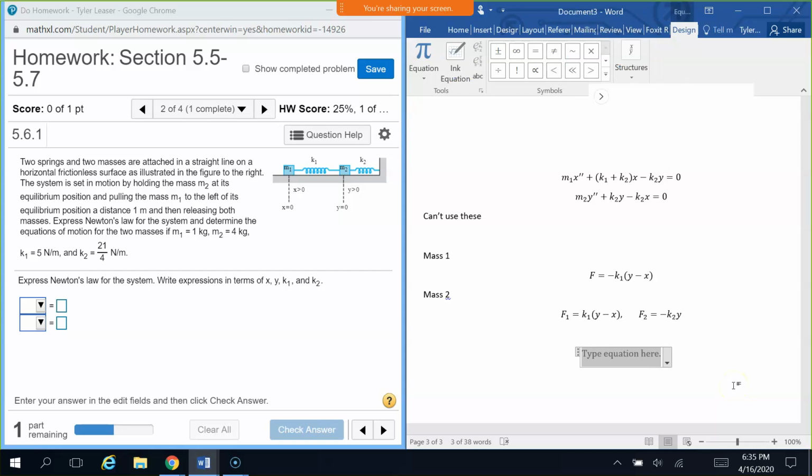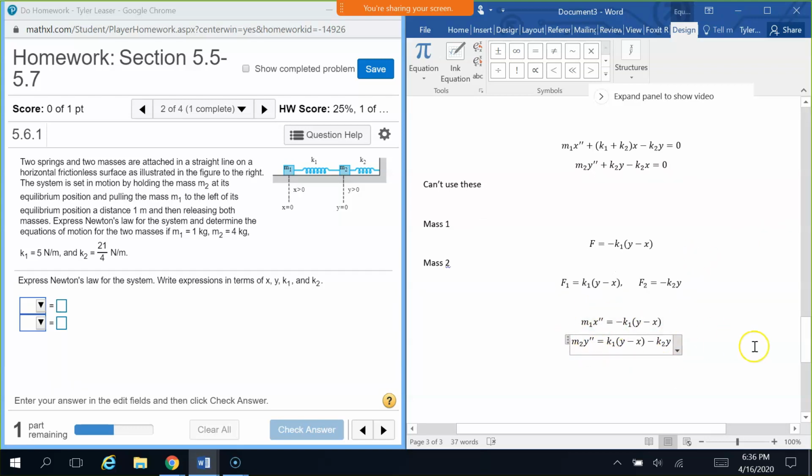Because our system is going to come from Newton's law, so we're going to have two equations. The first equation is going to be m1 x double prime, which is the mass times acceleration for the first mass, is going to be the only force acting on that, which is the K1 y minus x force. Newton's law for the second mass, mass times acceleration, is going to be the two forces added together. So the K1 y minus x minus the K2 y, just combining these two forces that are acting on mass 2.